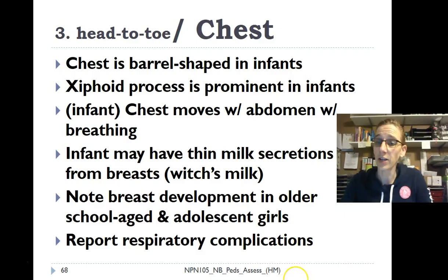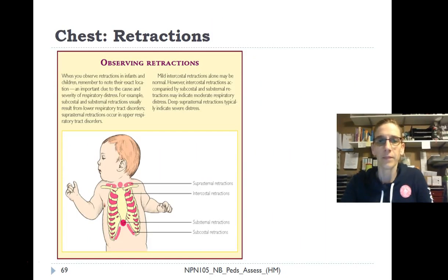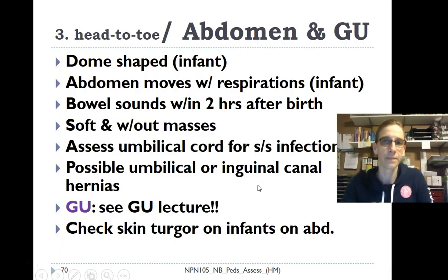Okay, we may hear stridor, which is a high-pitched sound on inspiration. All right, here's a picture showing you some retractions. Intercostal, substernal, and subcostal retractions.